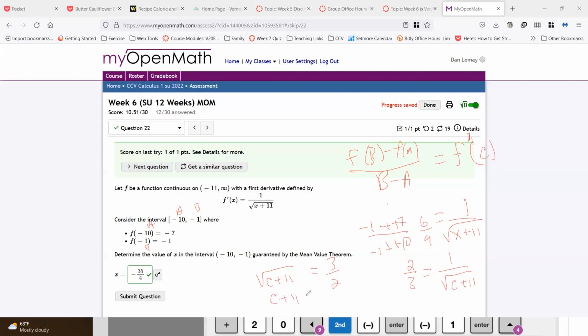So c plus 11 equals 9 over 4. And then I'm going to subtract 11, which is the same thing as subtracting 44 over 4. 9 over 4 minus 44 over 4 is 35 over 4. And of course, it's negative, and lo and behold, there's the answer. Okay.